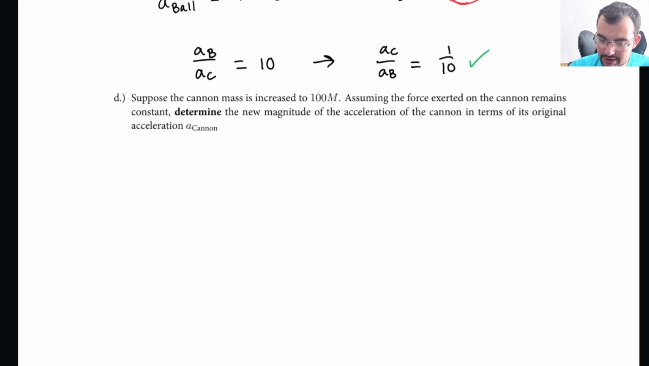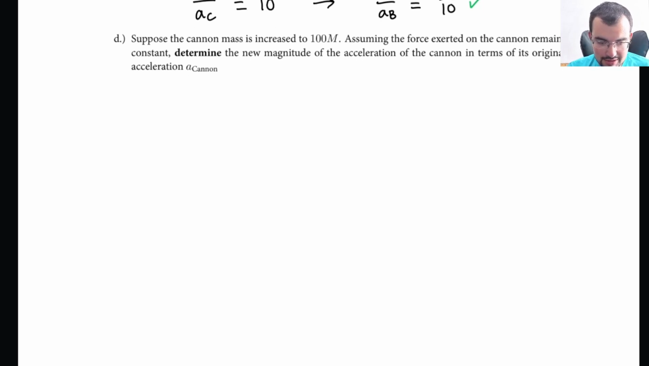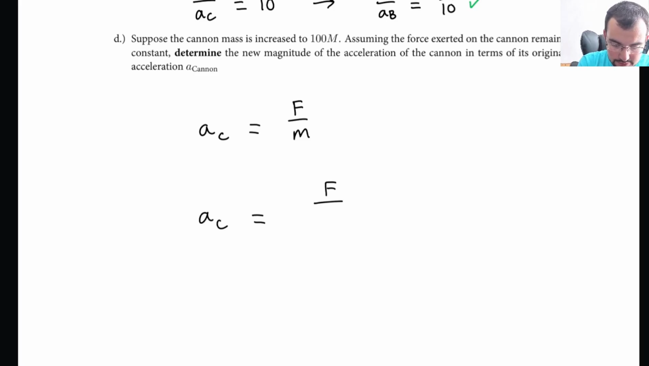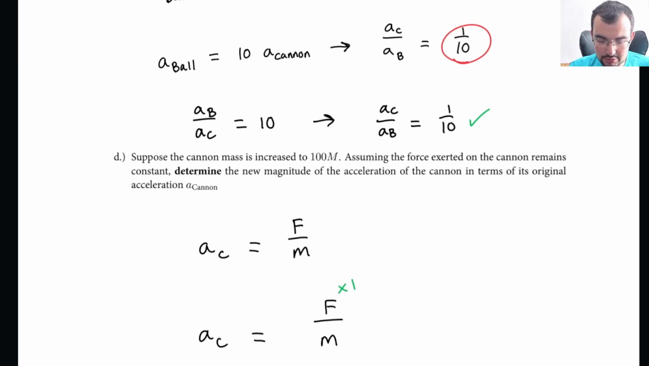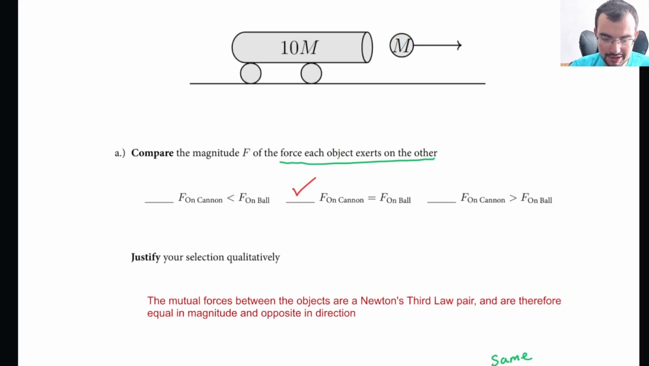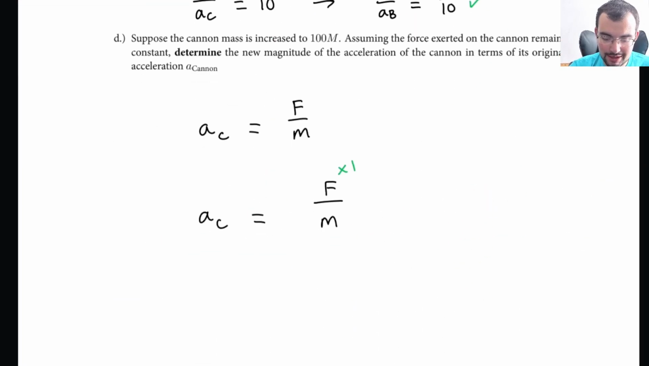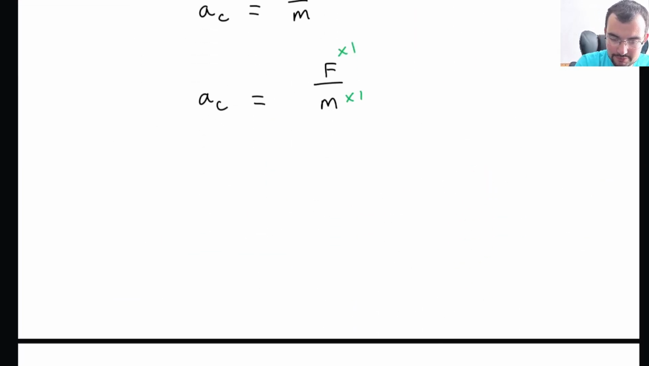All right, suppose we increase the cannon mass to 100 m. Assuming the force exerted on the cannon remains the same, what's the new acceleration in terms of its original? Well, we know that A of the cannon is just the force exerted on it divided by the cannon's mass. So what happens now? Well, we said the force is the same, but the mass goes to 100 m. So if it was originally 10 m and goes to 100 m, that would be a multiplier of times 10.